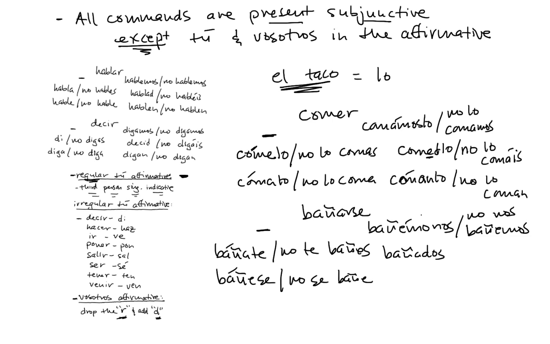Bañaos. Sometimes you hear bañados. And no os bañéis. And ustedes, command form. Báñense. And no se bañen. That is, bathe, don't bathe. Okay, there you have it. Command forms with object pronouns. And of course, you can have more than one object pronoun. You could have dámelo, give it to me. And no me lo des, don't give it to me. Here we're just working with one object pronoun. In the first one, it's direct, and the second one, reflexive pronoun.